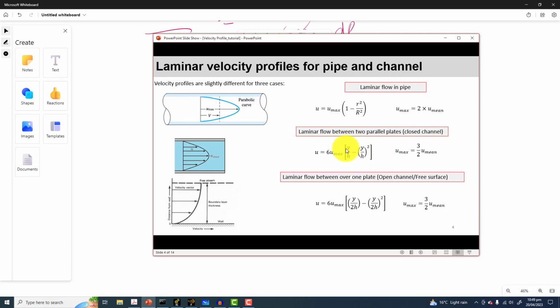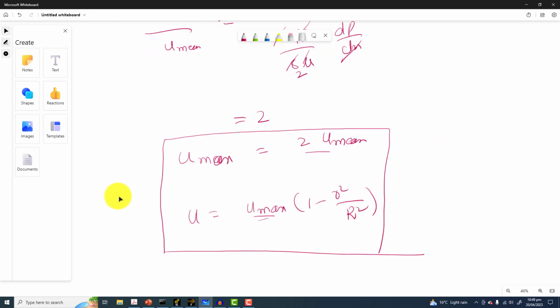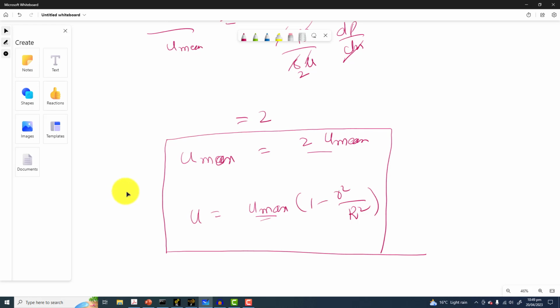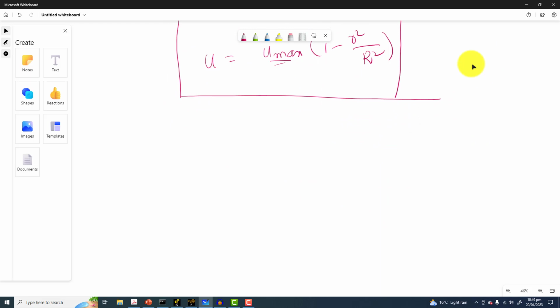Okay, so now let's discuss this. We are talking about the flow between two parallel plates. Okay, so here is the drawing for these two plates.